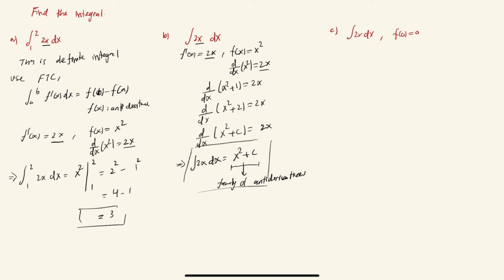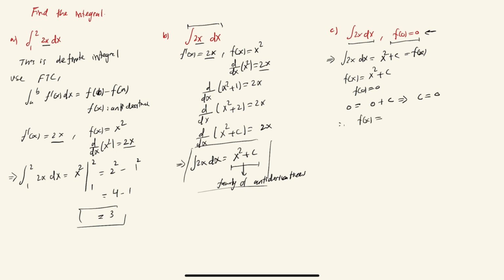For part C, we have the indefinite integral of 2x dx, and then we are given F of 0 equal to 0. Note we already solved the integral of 2x dx from part B. It's going to be x squared plus c. X squared plus c is the antiderivative. So using the given F of 0 equal to 0, this will help us solve for the value of c. Here c is going to be equal to 0, therefore the antiderivative is going to be equal to x squared.